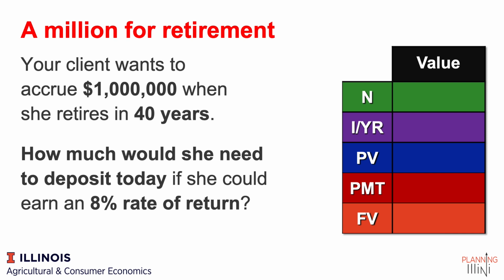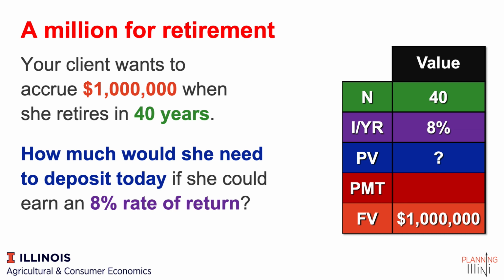Your client wants to accrue $1 million. That's going to be future value, so we'd put that as FV. When she retires in 40 years, so we have 40 periods to get to retirement. 40 would be N. How much would she need to deposit today is the magic question, right? What's the present value if we could earn 8% on that money? And that means 8% should be I/YR.